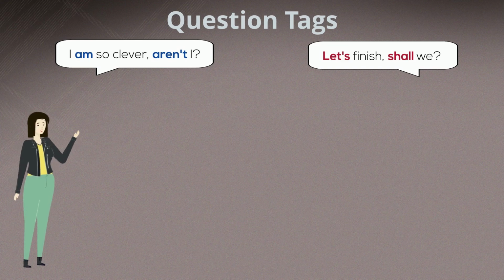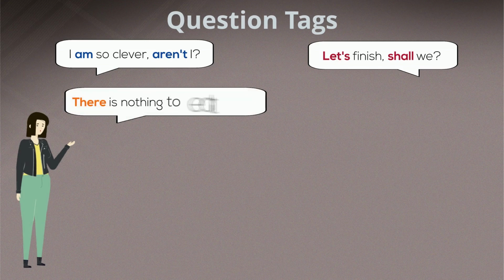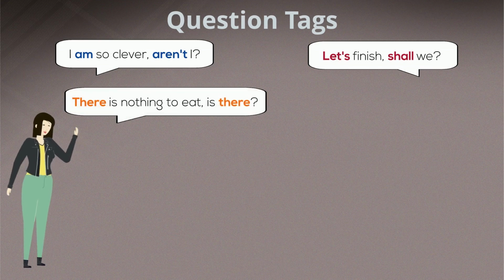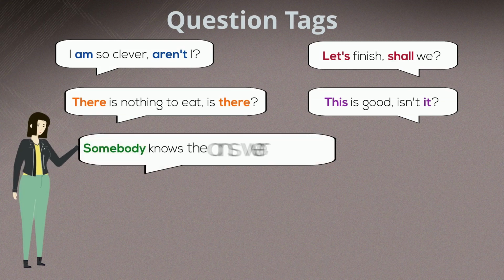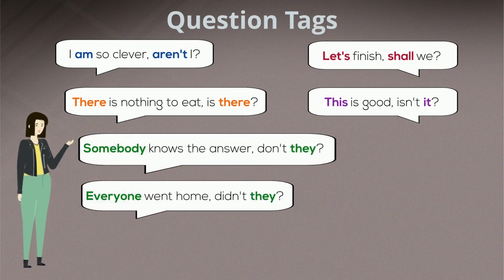When a statement begins with "there," the question tag is also there. For example, "There is nothing to eat, is there?" And with statements beginning with "this," the question tag is "it," such as, "This is good, isn't it?" Statements which begin with "nobody" or "no one," "somebody" or "someone," and "everybody" or "everyone," have "they" in the question tag. For example, "Somebody knows the answer, don't they? Everyone went home, didn't they?"